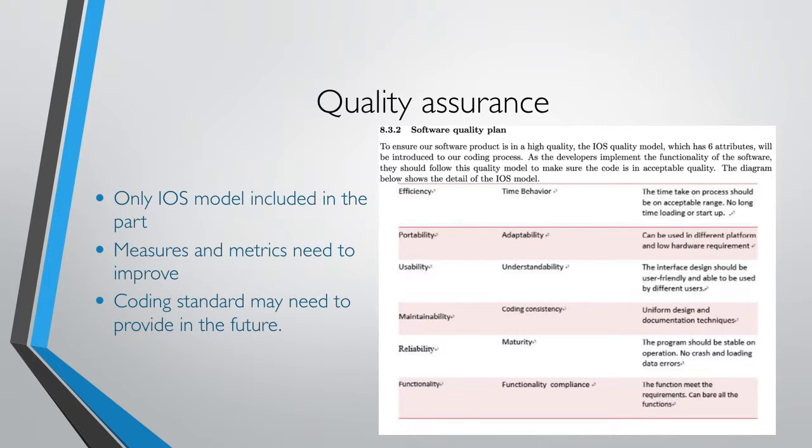The coming part of my presentation is quality assurance. There is only the ISO model included in this part, and the measurement and metrics of the ISO model are very poor, and we should improve that in the future. On the right side is the detail of the ISO model in our first version of the document, and you can use several seconds to go through that. As required by the client, we should also provide a coding standard in our project, which could make our project high quality.